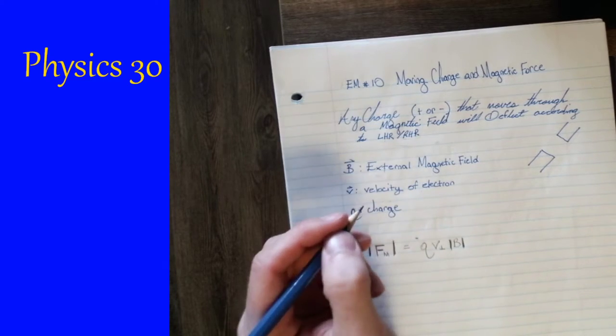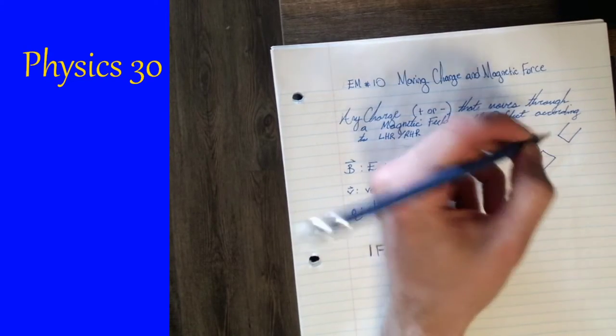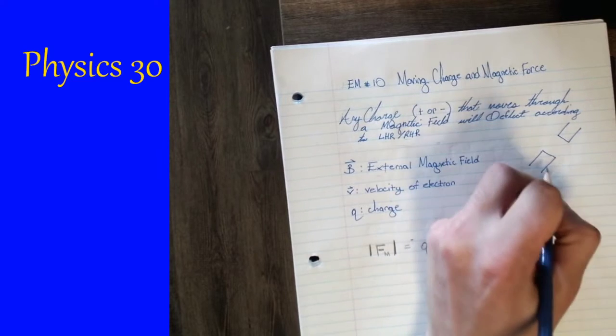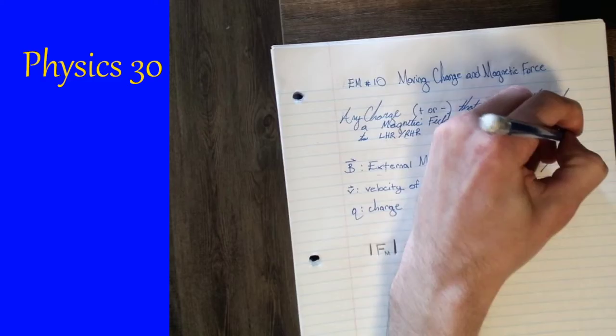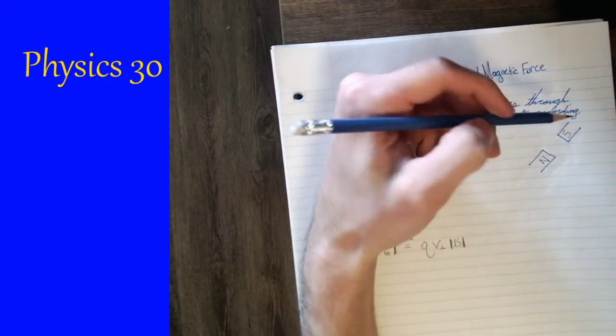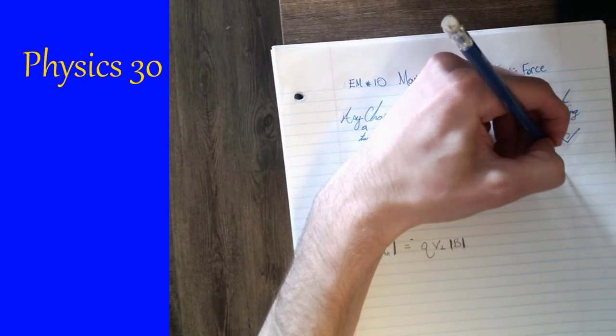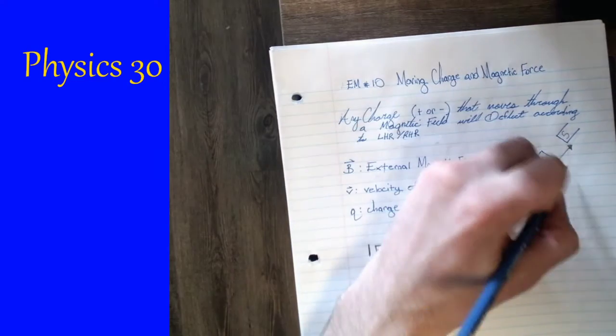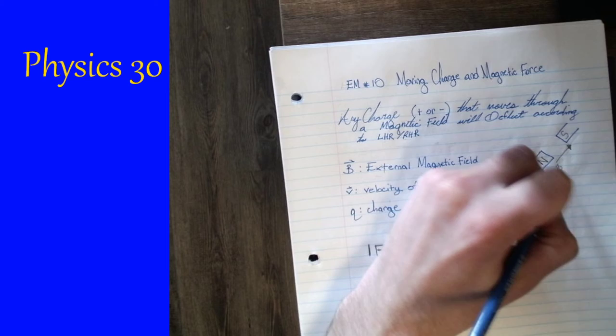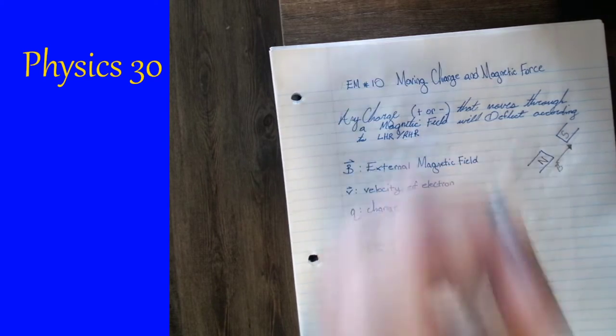In terms of direction, however, let's just set up a situation. Let's say we have a magnetic field. We have a north pole, we have a south pole. So we have two bar magnets, and so the magnetic field points this way. Here is the direction of the magnetic field.